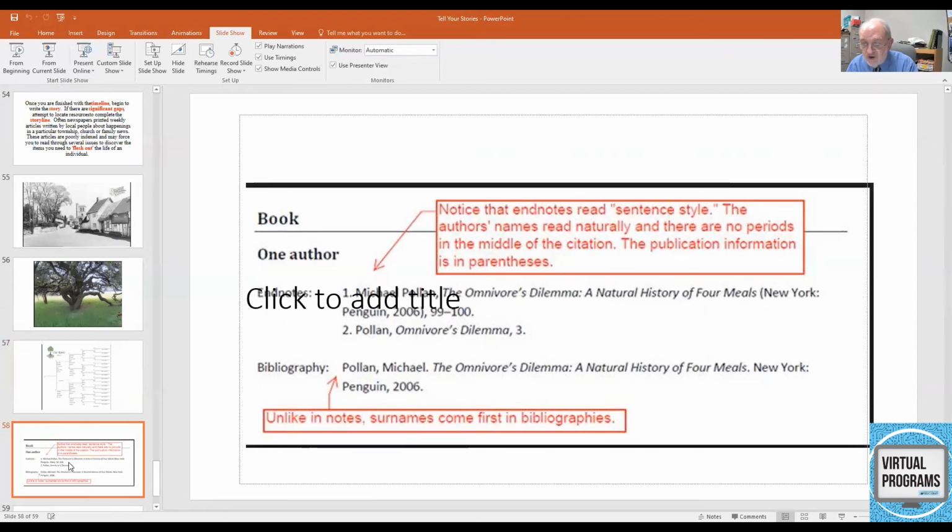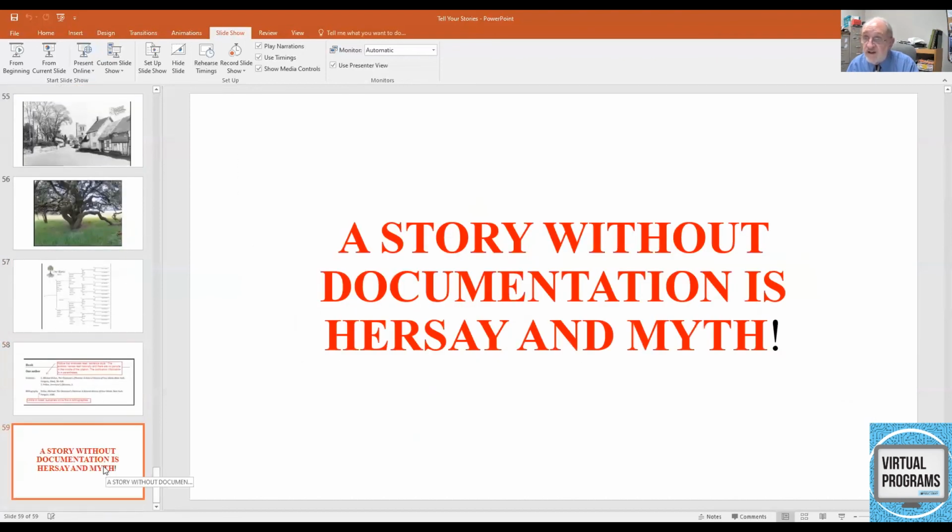If you have a document or references to statements in the story, will you place these at the bottom of the narrative pages or in a section at the end of the story? A story without documentation is hearsay and myth. There are many bound volumes in the genealogy department which have no documentation. What Grandma told you is not a fact. It is hearsay. Now, she may have been correct, but you must endeavor to prove what she told you.